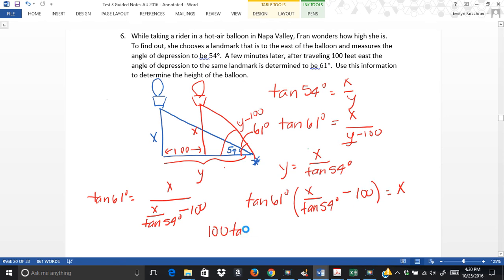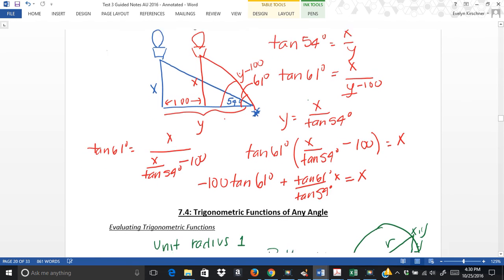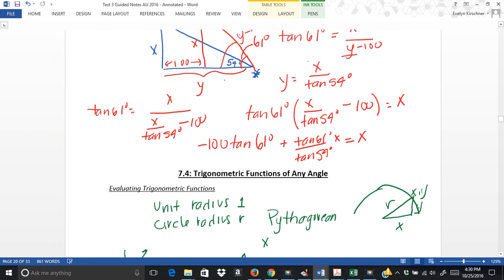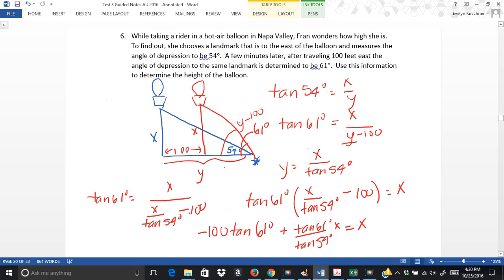I have negative 100 tan 61 degrees plus tan 61 over tan 54 times x equals x. I'm going to bring the x's to one side. Oops, let's see if we can find some room to do some work here. So I have negative 100 tan 61 degrees equals x minus tan 61 over tan 54 times x. I can factor out an x, so I have x times 1 minus tan 61 over tan 54.